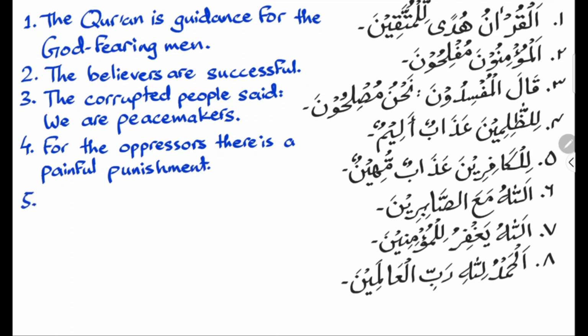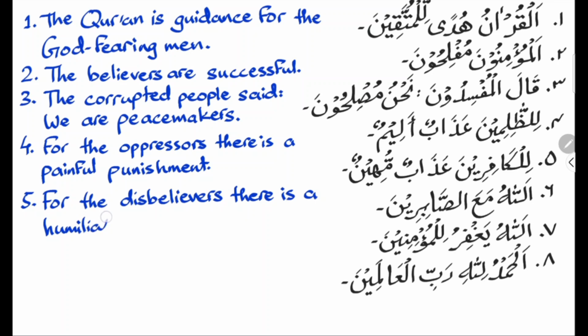Number 5, لِلْكَافِرِينَ عَذَابٌ مُهِينٌ. This is the same word structure as the previous sentence. لِلْكَافِرِينَ, for the disbelievers, there is a عذاب muhin. Muhin means humiliating. For the disbelievers, there is a humiliating punishment.